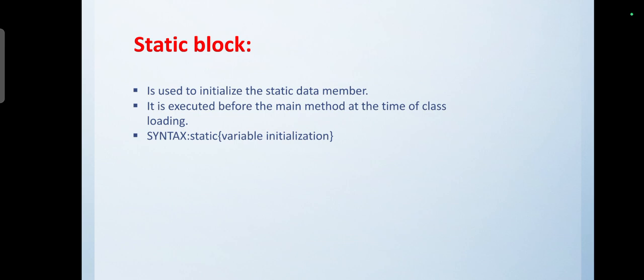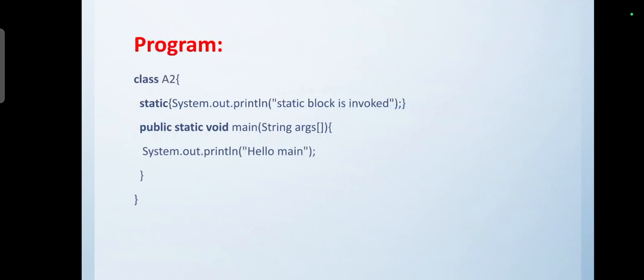This is the syntax for declaring the static block: static, and within the block we have initialized the variable. In this program, we have created a class named A2, and within it we have created a static block. We are initializing the static block, and we have given some values to print. And in the public static void main method, we have given "hello main" to print on the output screen.